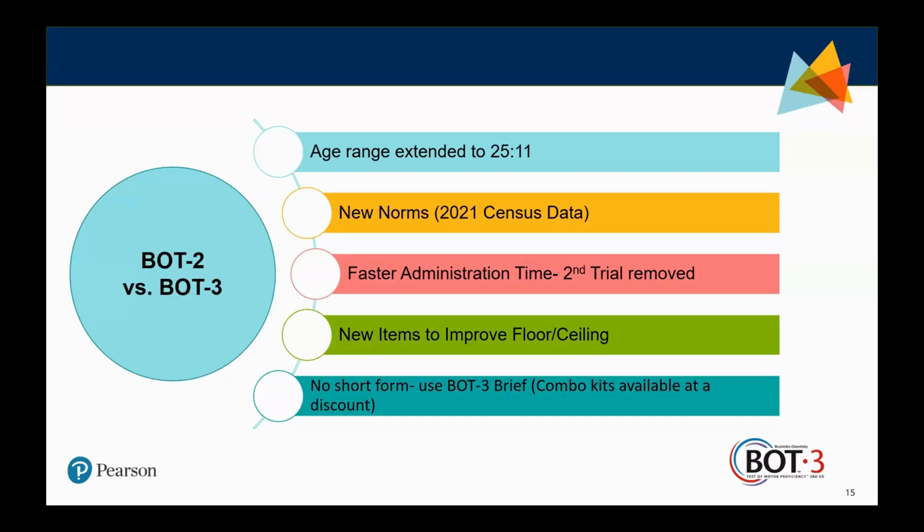So to help save time, the second trial has been removed in the newest version, and a few new items were introduced in order to better capture both lower and higher abilities. So it's led to a considerable time savings over the BOT-2. There's some updated manipulatives. The shuttle run distance has been reduced to 30 feet, so it requires less space. And then the balance beam is not required anymore unless you're going to give the optional extended balance subtest.